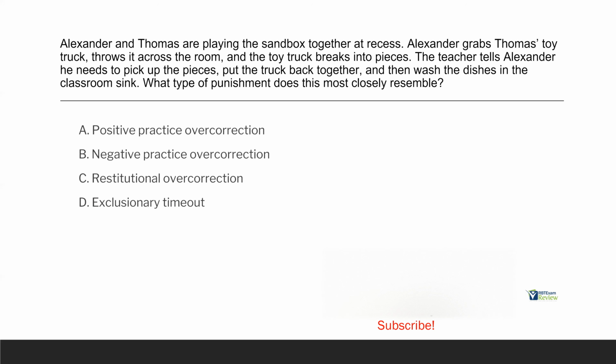A, positive practice overcorrection. With positive practice, we would be making Alexander engage in the right behavior over and over again. Not what we're doing. With negative practice, we would be making Alexander engage in the wrong behavior over and over again. Again, not what we're doing. Restitutional overcorrection is what we're closely doing, meaning you threw the toy truck, I want you to fix it, and then fix other parts of the environment better than they were before.